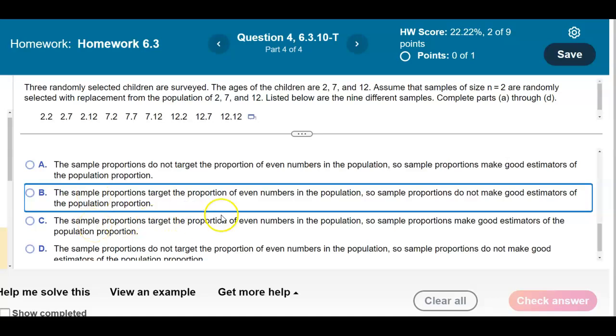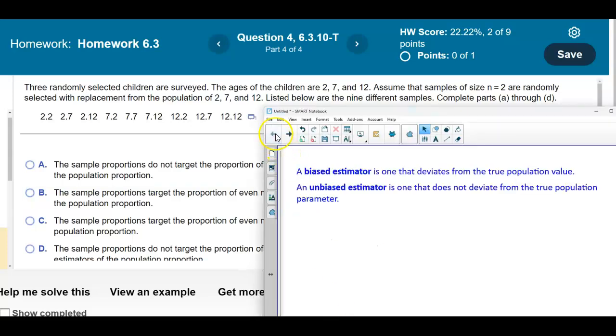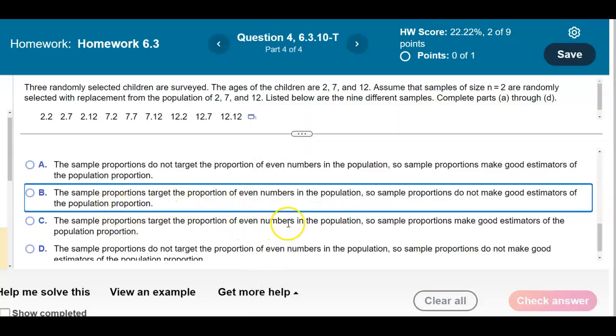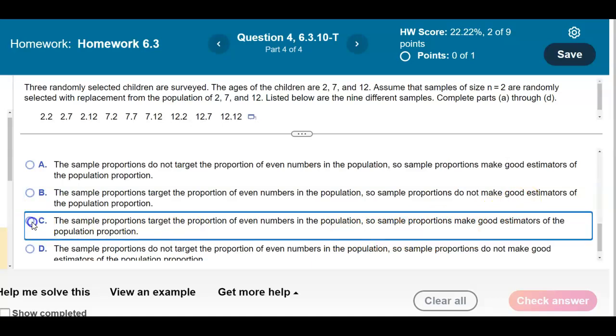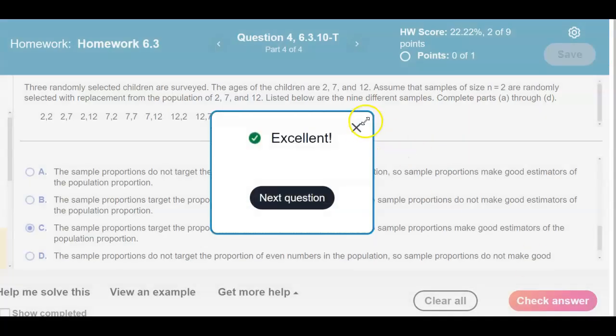Now we need to determine whether it's a biased or an unbiased estimator. So what is an unbiased and biased estimator? A biased estimator is one that deviates from the true population parameter. An unbiased estimator is one that does not deviate from the true population parameter. So therefore, it's an unbiased estimator. So we know that it's going to target the proportion of even numbers in the population. The statement that sample proportions do not make good estimators is not true, because the sample proportions make good estimators of the population proportion. So we're going to select C, and there is our answer.